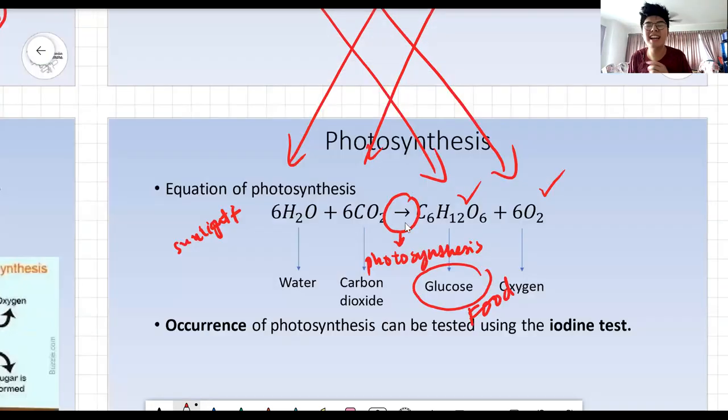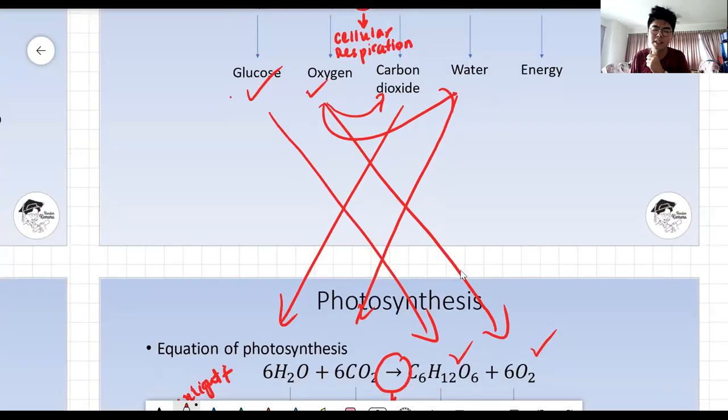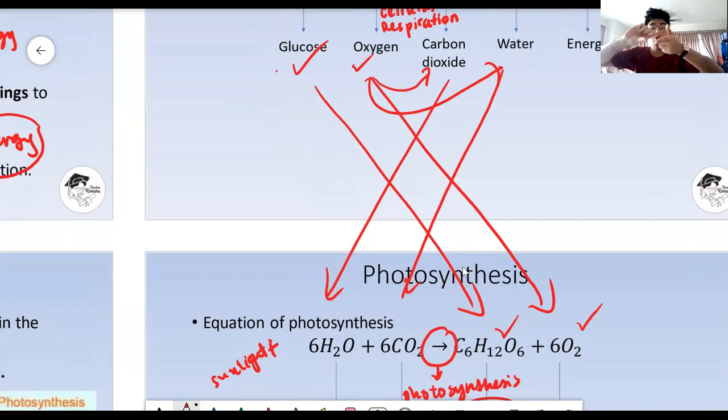So, what is the relationship? Apakah hubungan antara photosynthesis and the cellular respiration? They have a hubungan yang songsang. Cellular respiration uses glucose and oxygen to produce energy. That means cellular respiration uses food and oxygen to produce energy, carbon dioxide and water. Terbalik. Photosynthesis now uses water, carbon dioxide, and energy from the sun to produce food and oxygen.